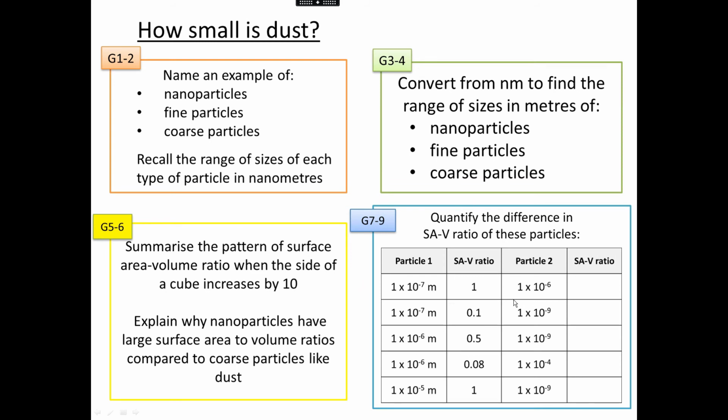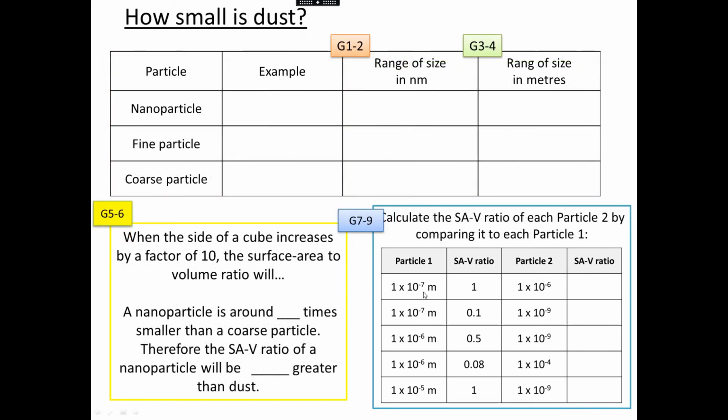Then there's some extension here, trying to work out that if particle 2 has a size which is 10 times bigger, what will its SAV ratio be like? Well, it'll be 10 times smaller, so this one will be 0.1. Now, I suggest you lay this out like a table. You could summarize it in bullet points. An example for each type of particle. What was its size in nanometers? Can you convert that into meters? Then we've got this idea of when it increases by a factor of 10, what will happen to the surface area to volume ratio?